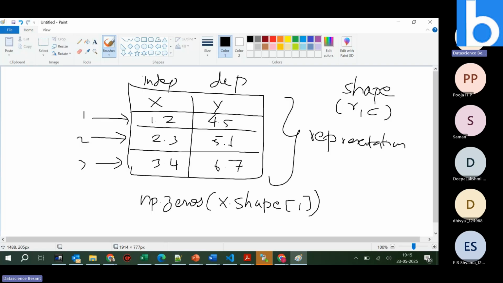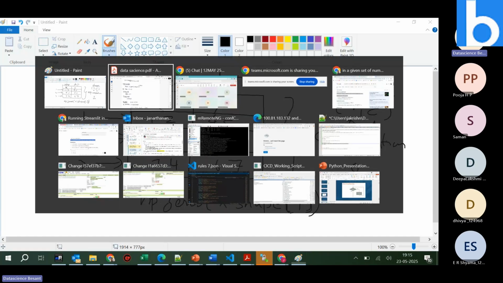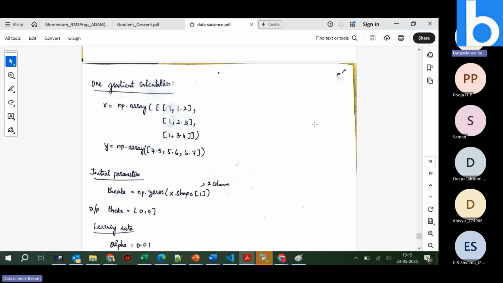I'm not talking about my whole data set here, I'm talking only about x. For x dot shape, I have indexed it. 0 represents rows and 1 represents columns. If you go to the original data set, how many rows and how many columns are there in X?